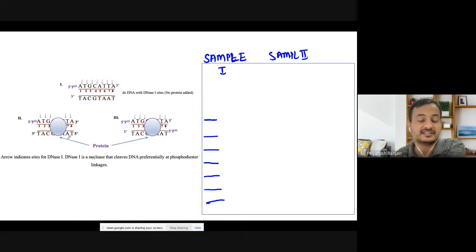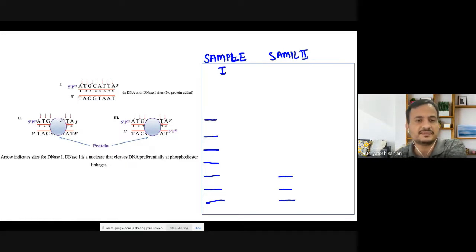So let's try to draw these fragments which we will get after DNase one digestion. Of course, we are going to get 1, 2, 3 fragments for sure, and those are going to be on similar positions. Three. How about the fourth? No. We're not going to get a cut after the fourth nucleotide. Why? Because that is not exposed.